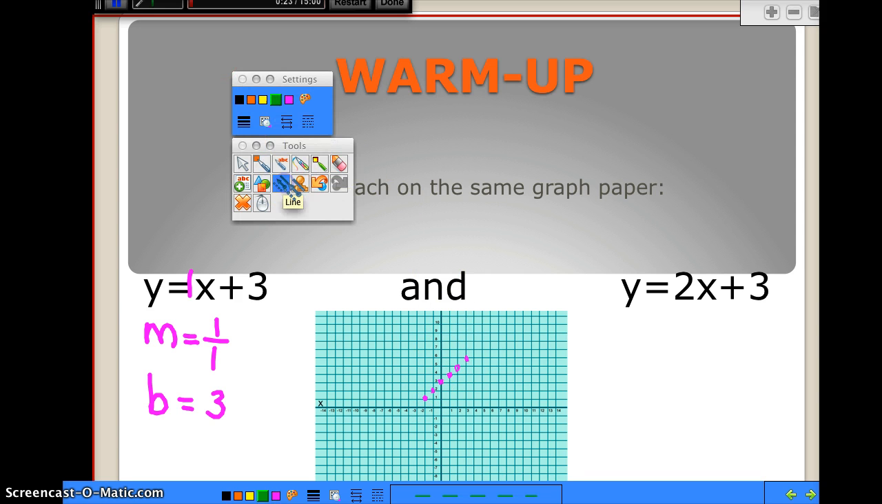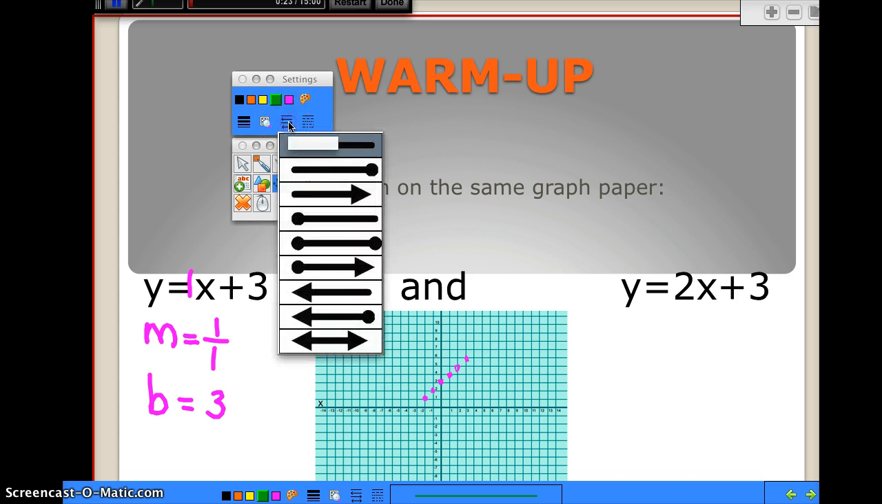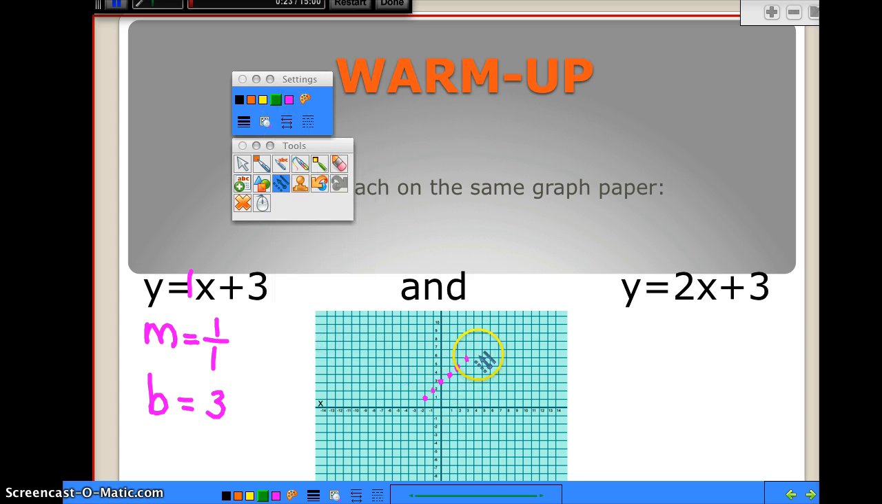Don't forget that a positive divided by a positive is the same as a negative divided by a negative. So then we're going to connect our points. Whoops, I didn't hit that very well.